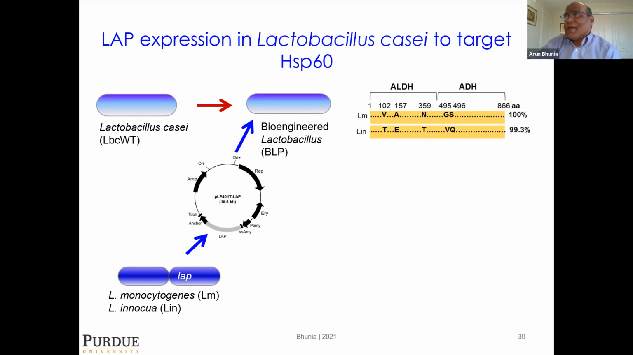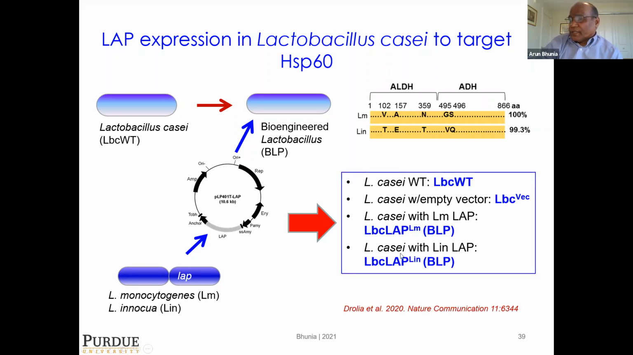We cloned this protein into LAP-negative Listeria monocytogenes and you can restore that function. So we did some initial background study to see if Listeria innocua LAP would have similar function. So we created these mutant recombinant strains. So this is Lactobacillus casei expressing LAP from Listeria monocytogenes, and this one, LAP from Listeria innocua. So these are the two expressions you'll be seeing in the next few slides. And then we have the wild type strains.